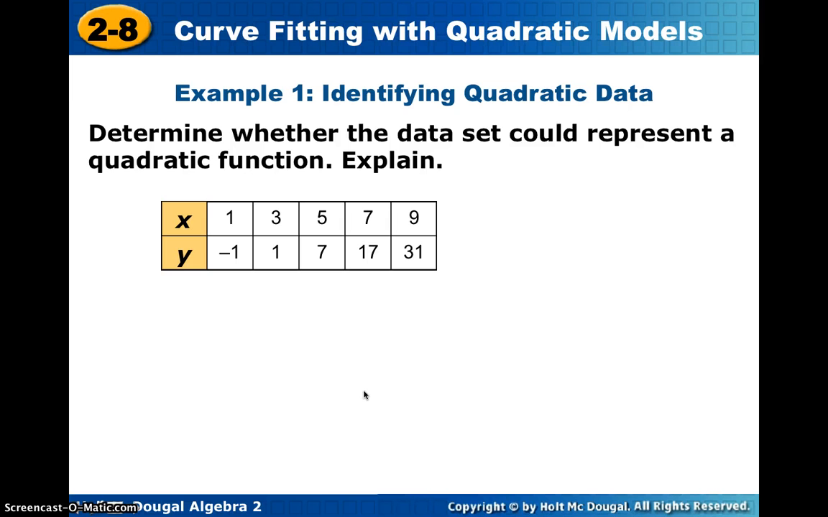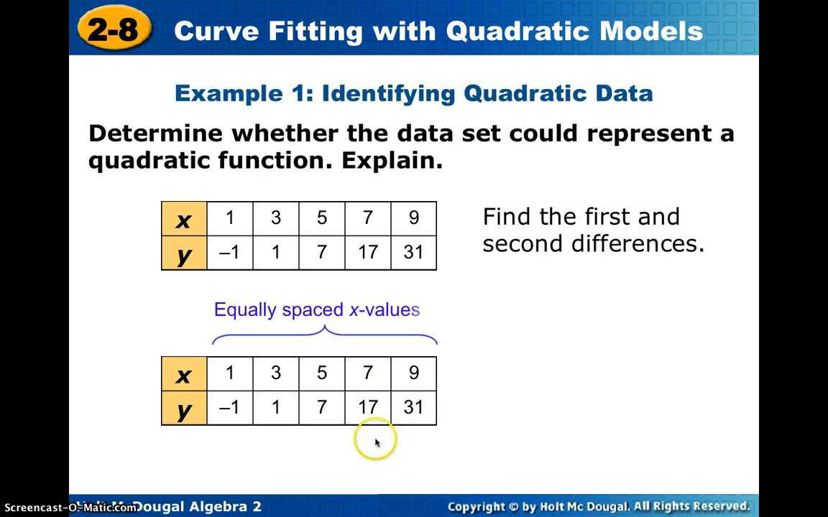Let's determine whether this data represents a quadratic function. To do that, we have to find the first and second differences. First of all, we need to make sure that the x values are equally spaced. So here this goes from 1 to 3 to 5 to 7 to 9. It looks like it's plus 2 each time on top. The x values are evenly spaced.